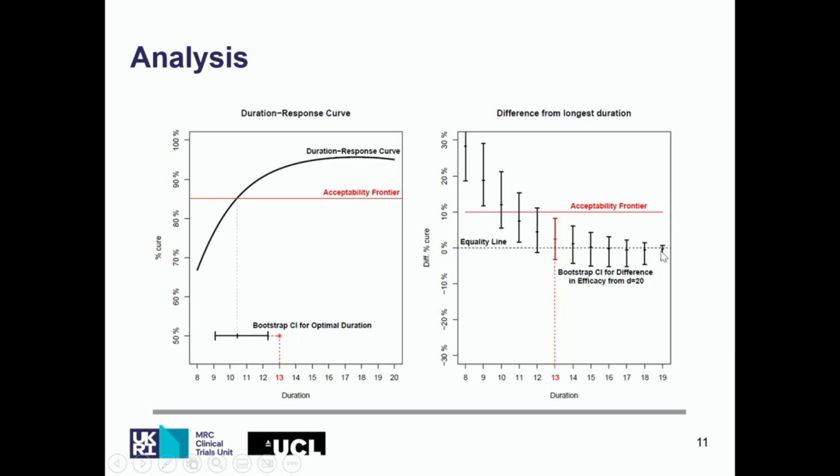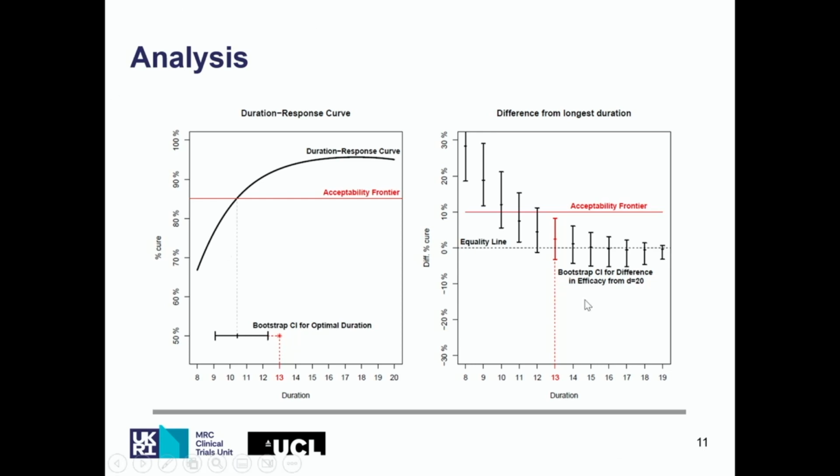So we are estimating, for example, a risk difference together with a confidence interval for each duration against the 20 days duration. And what we are doing is selecting the shortest duration that can be shown to be non-inferior to the control duration of 20 days within our non-inferiority margin, which in this case is a fixed 10 percentage point risk difference, but it could even vary with durations.